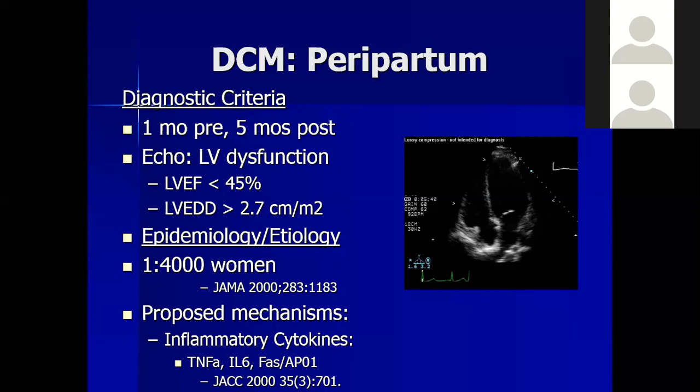So they can have symptoms of heart failure. And when you do an echo, the ejection fraction is very low. Sometimes you can find it at 20% in those kinds of patients. So these are very sick patients. Never tell them to get pregnant again.